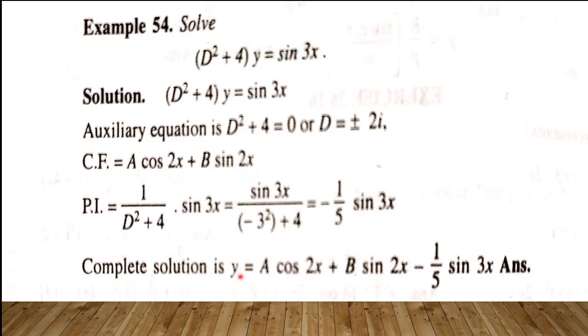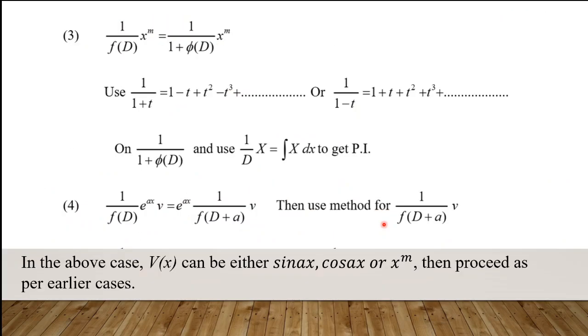Complete solution is y is equal to CF plus PI. So this was very simple. If it were cos instead of this, it would be the same, only the answer would contain cos. If it is cos 9x, I replace d square by minus 9 square. So this is case number 2.